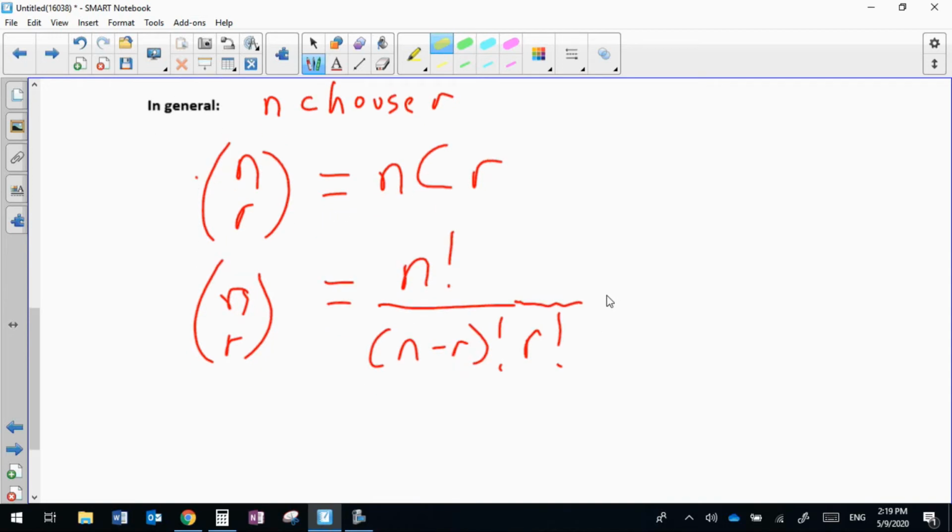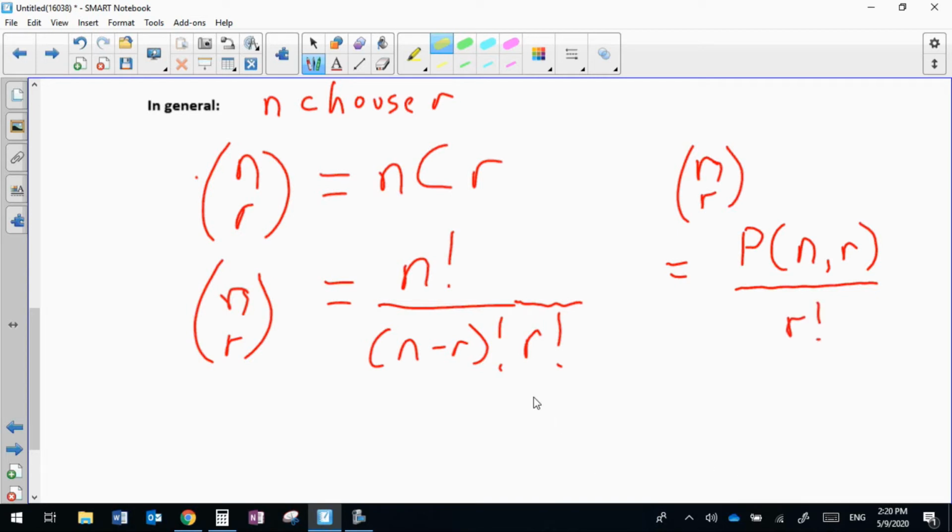Or you could say that N choose R is equal to the number of permutations of length R out of N elements divided by all the arrangements of those, R factorial, which gives you the exact same thing. It gives you N factorial divided by N minus R factorial divided by R factorial, which of course just simplifies to this right here.